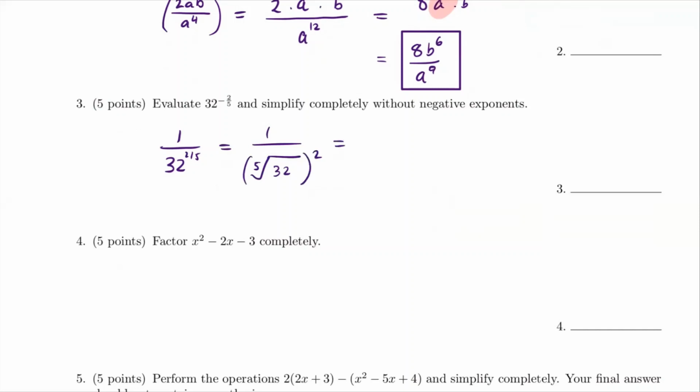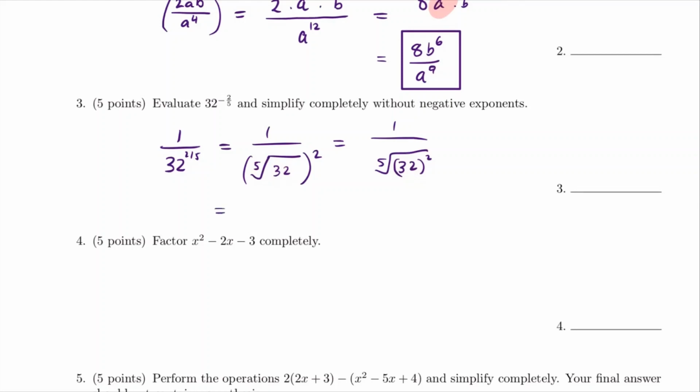Or you can also write this as 1 over the 5th root of 32, squared, just like that. So either of these are fine. Of course, one notation is easier to simplify than the other. So here, this is easier to evaluate than to find 32 squared. Since you're not allowed to use a calculator, you want to see which way is best. So I'm going to go ahead and evaluate the 5th root of 32.